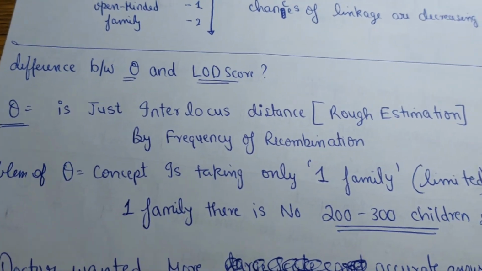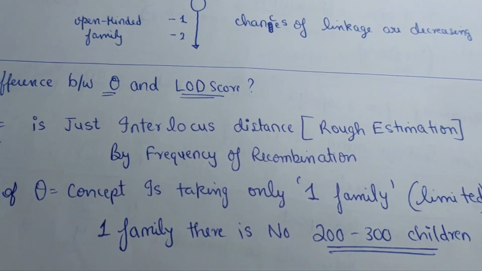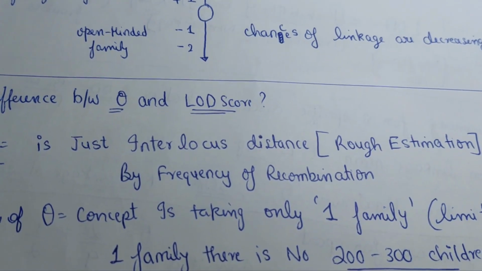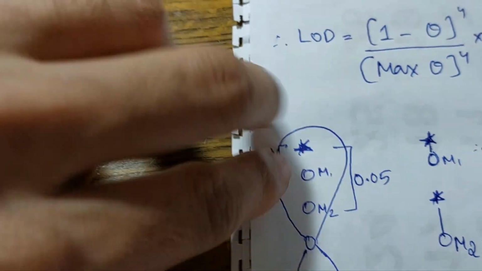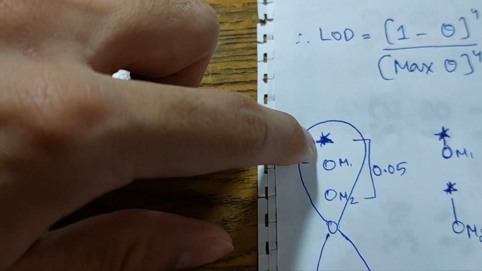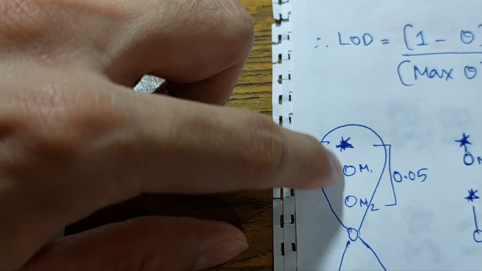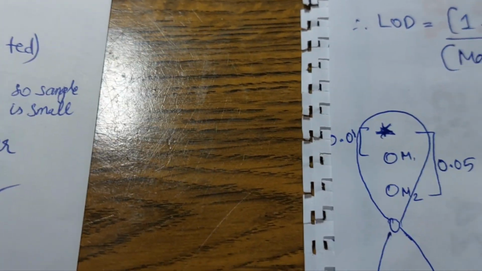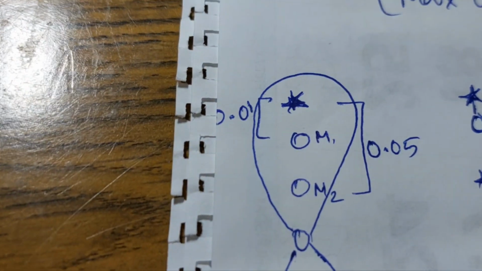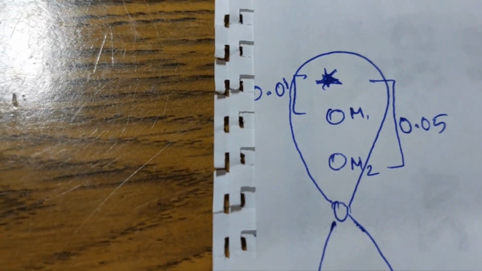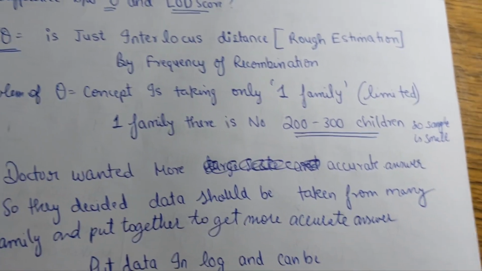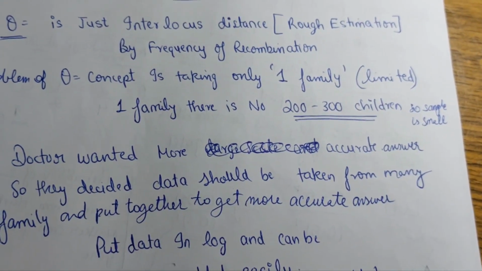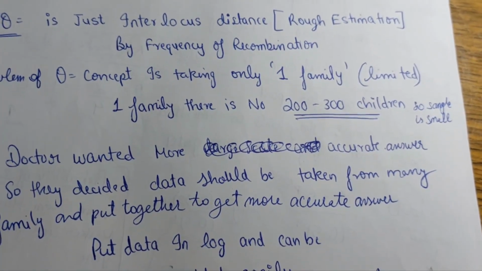Theta is just the interlocus distance, which is determined by rough estimation by frequency of recombination. So it is just what we call interlocus distance. For example, here, the distance between the genetic marker and the disease causing gene, and it is estimated by frequency of recombinations by going through the pedigree charts. The problem of the theta concept is that we take into account only one family, and in one family there are very limited number of children, and so the sample is small.